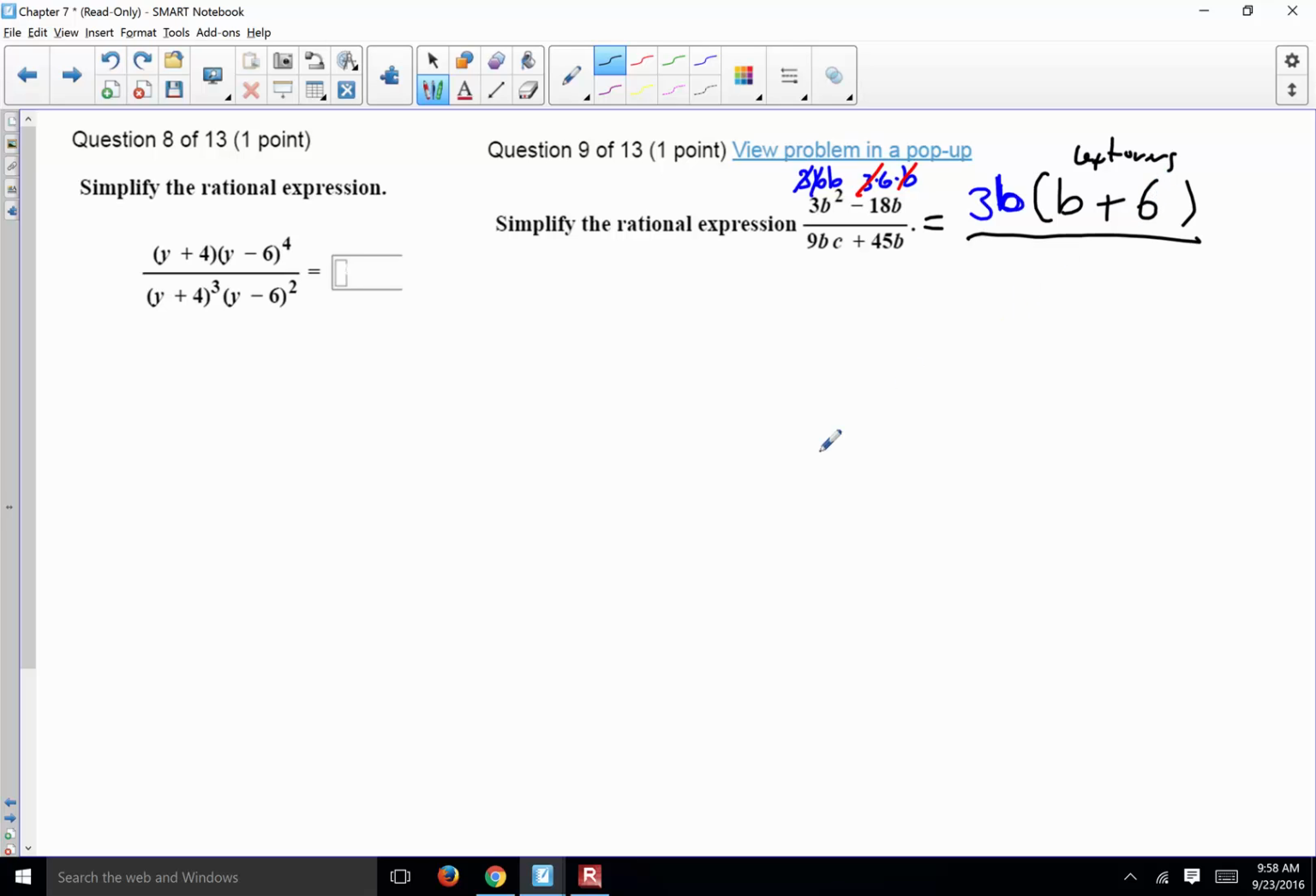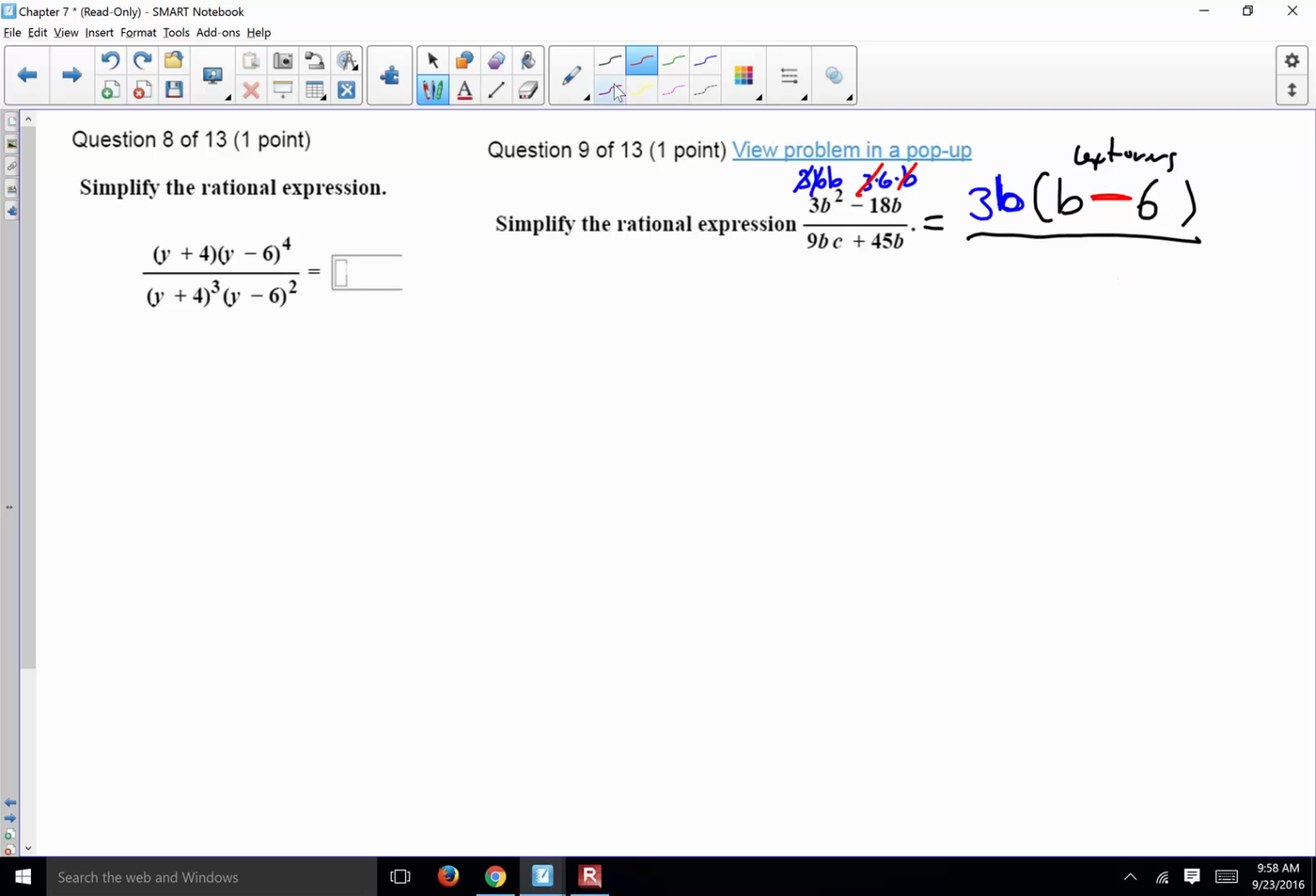Agree? What's wrong? Yeah. Just because you see positive 6 doesn't mean it's positive. It was minus 18. I just broke positive 18 into 3 and 6. You still have a minus sign in front. That carries over here.